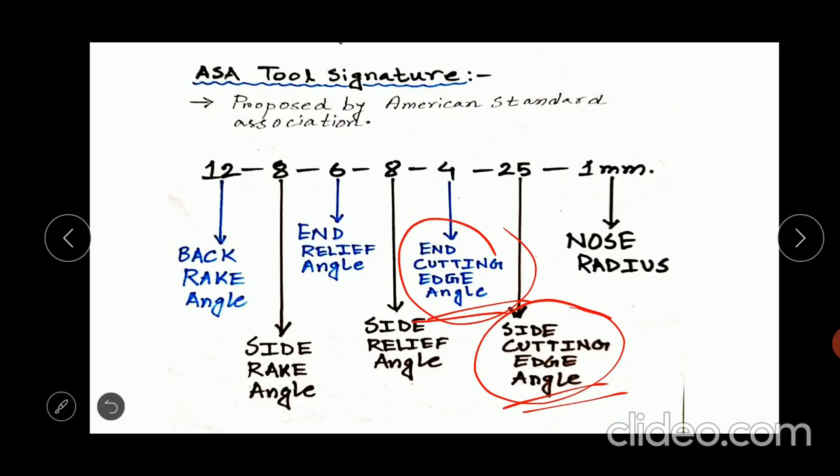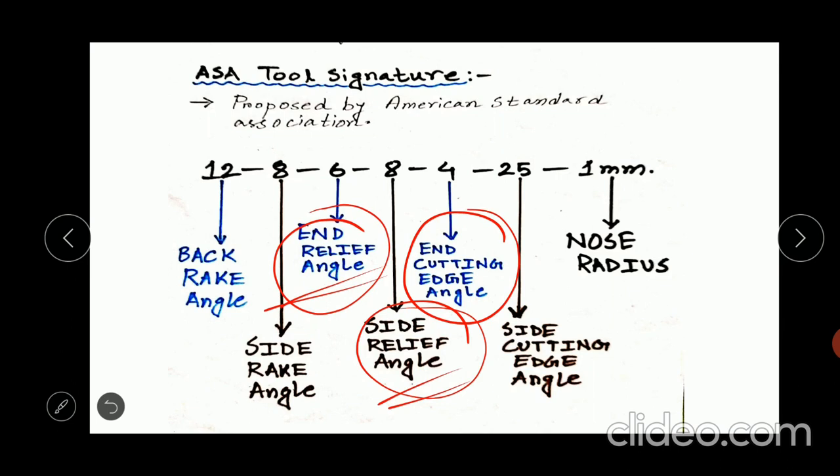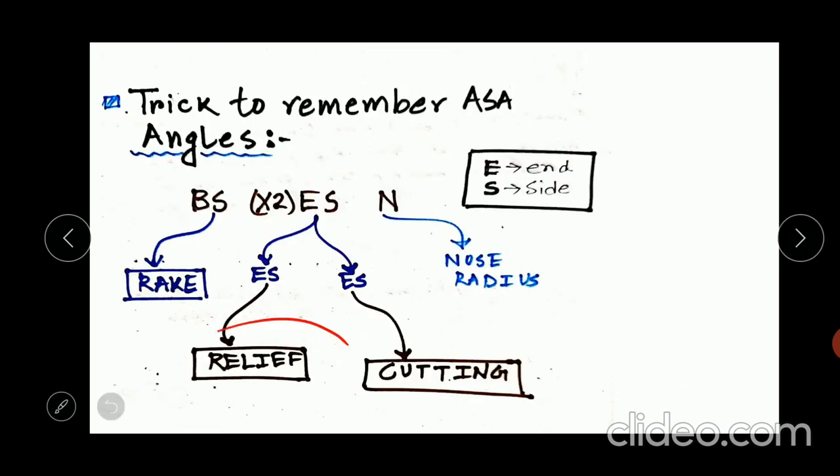It is also relatable to the single point cutting tool, where you are giving the relief angles first, the side relief and end relief. Okay, sorry, the end relief angle and the side relief angle. You are giving relief to them and then you are going to cut. So if you still have confusion whether relief comes first or cutting comes first, you can remember it this way. BS is related to the rake, that is back rake and side rake.